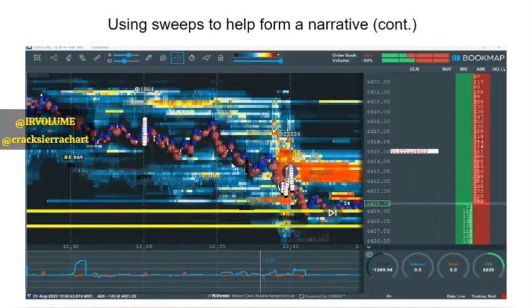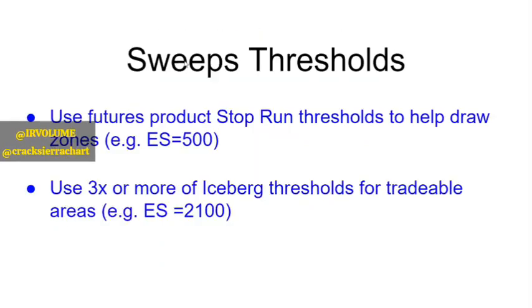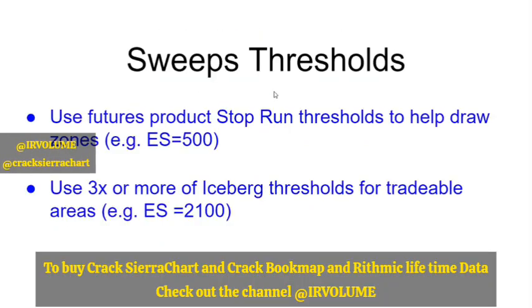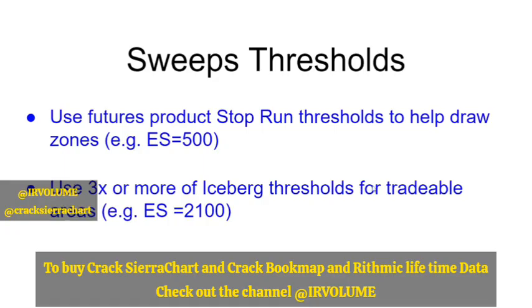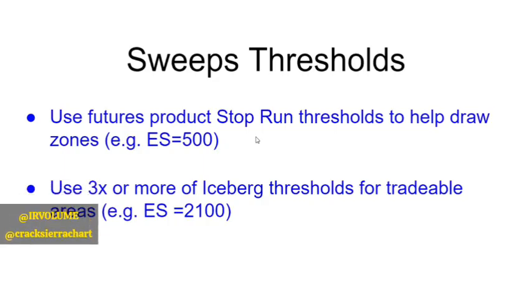So I've already gone over these slides. I put this slide in as well. This is basically what I say in the opening slide. Use futures product stop run thresholds to help draw the zones. We've talked about that. And then use 3 times or more of iceberg thresholds for tradable areas. We've talked about that already, but I just put this extra slide in for you.